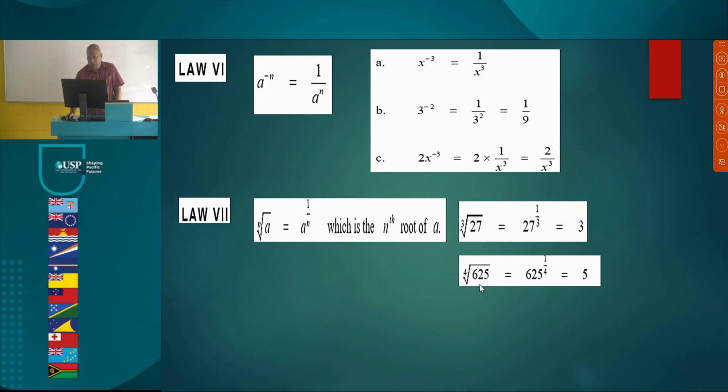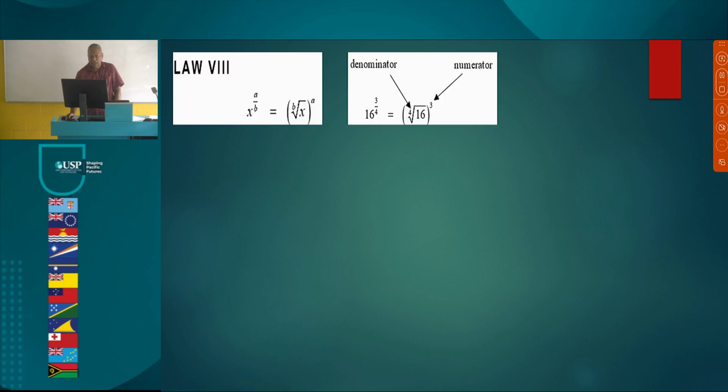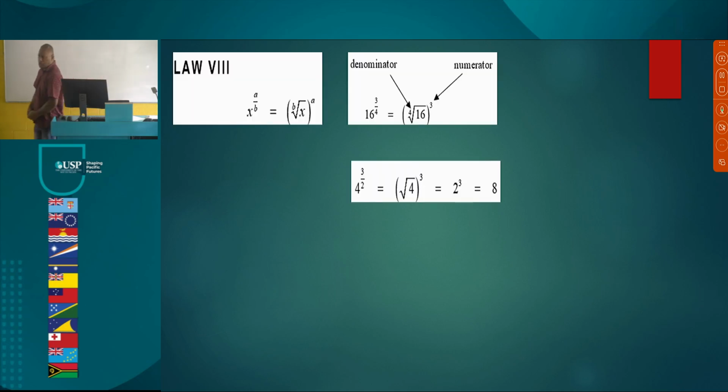Fourth root, so 4 shift. Then law number 8. Don't really want to dwell too much on law number 8. How much time do you have left?